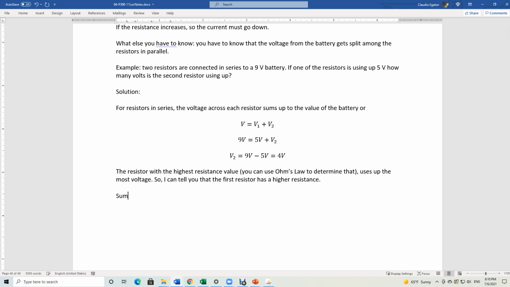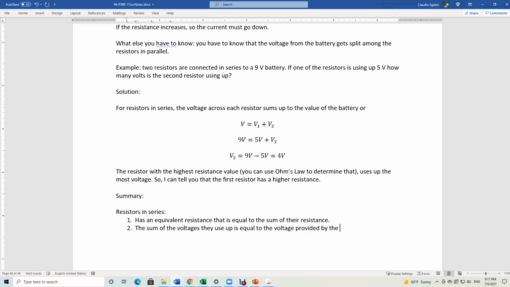So, summary. Resistors in series. Two important characteristics of resistors in series. They have an equivalent resistance that is equal to the sum of their resistances. What else? The sum of the voltages they use up is equal to the voltage provided by the battery in the circuit.